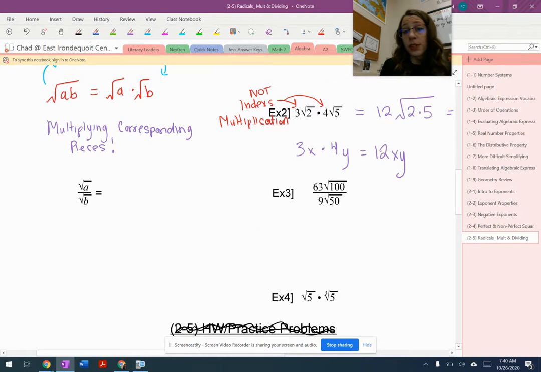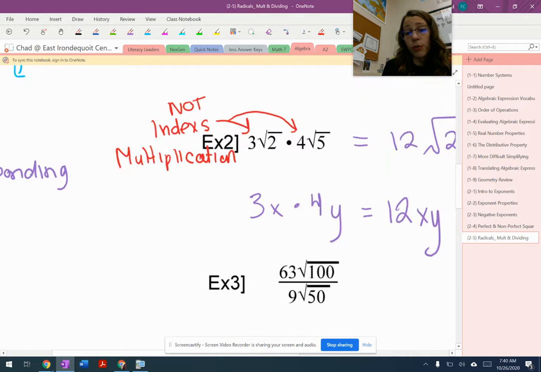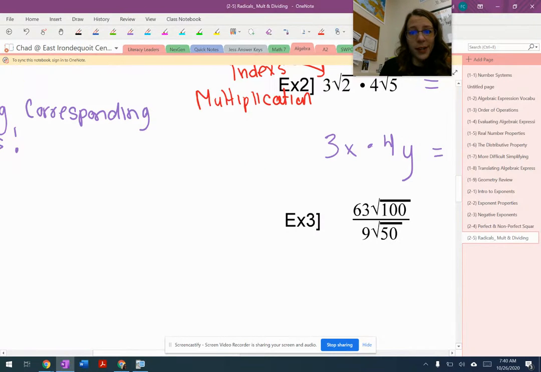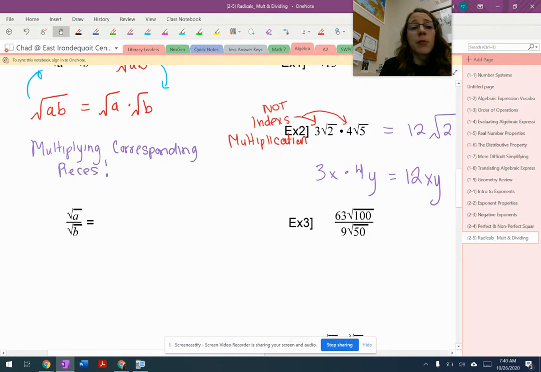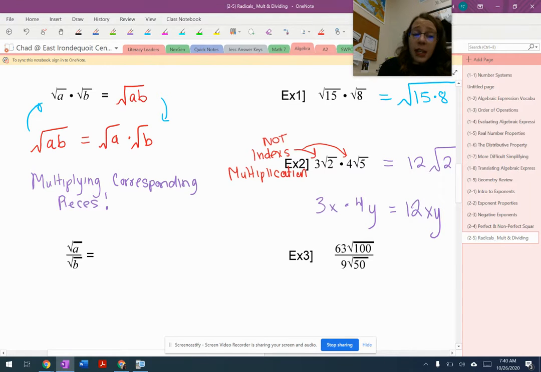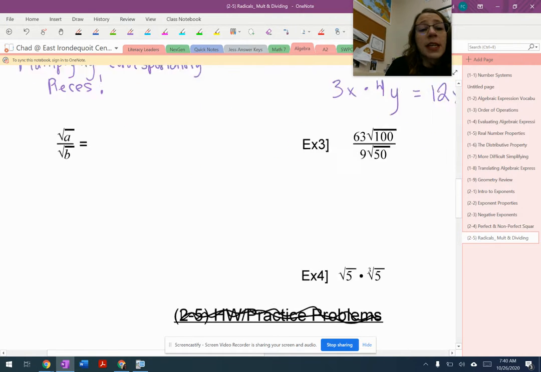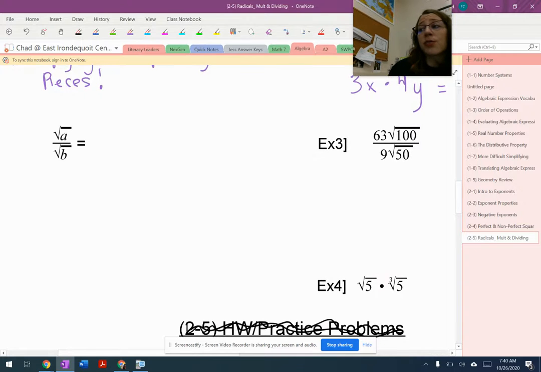Not to be confused with something like in example 2, where we have that 3 and that 4 being multiplied by it. So similar to multiplication, the square root of a times the square root of b is equal to the square root of those two things multiplied. Same thing with division. The square root of a divided by the square root of b can be rewritten as one giant fraction, the square root of a divided by b.